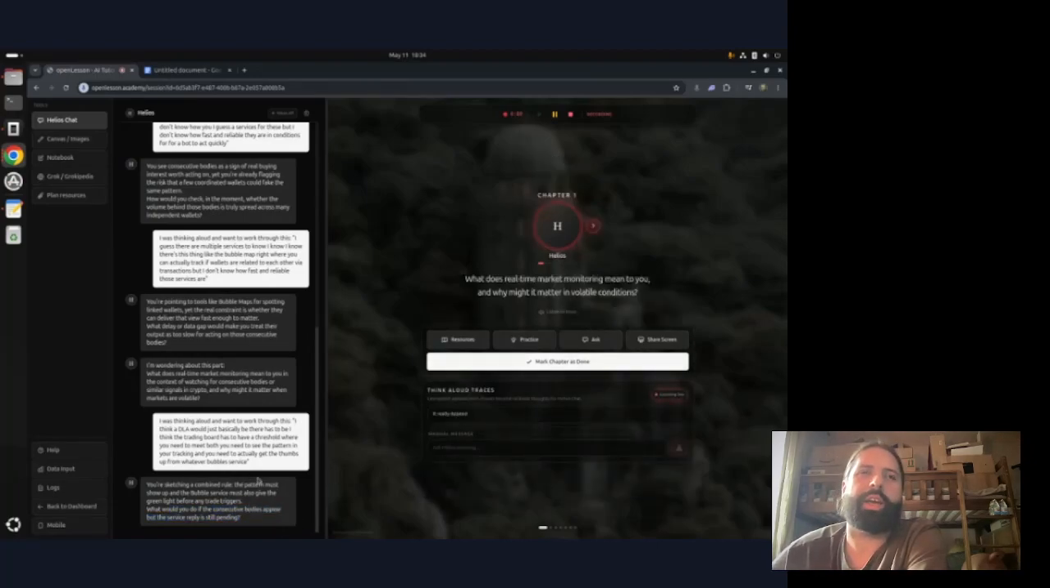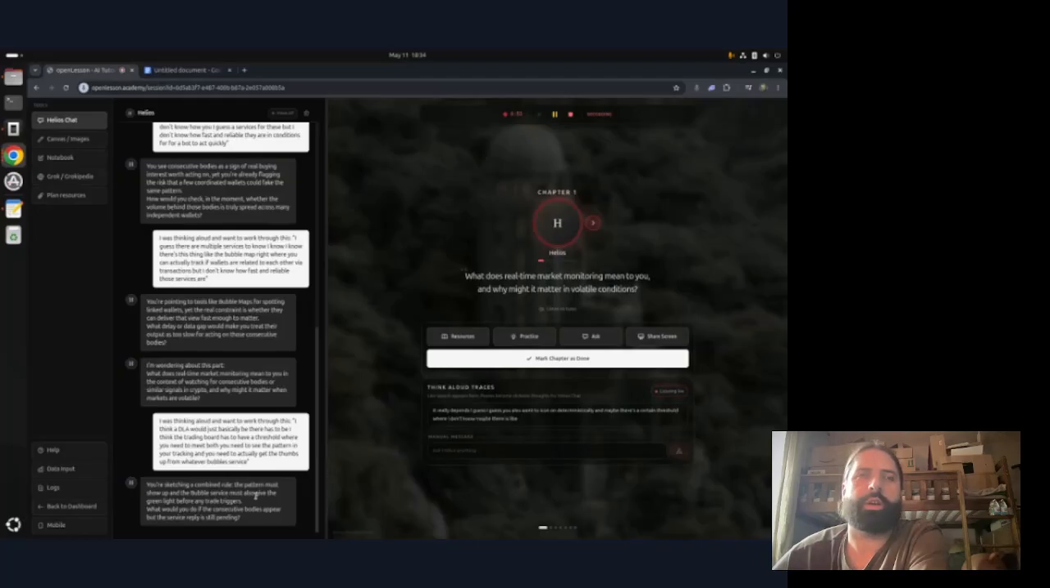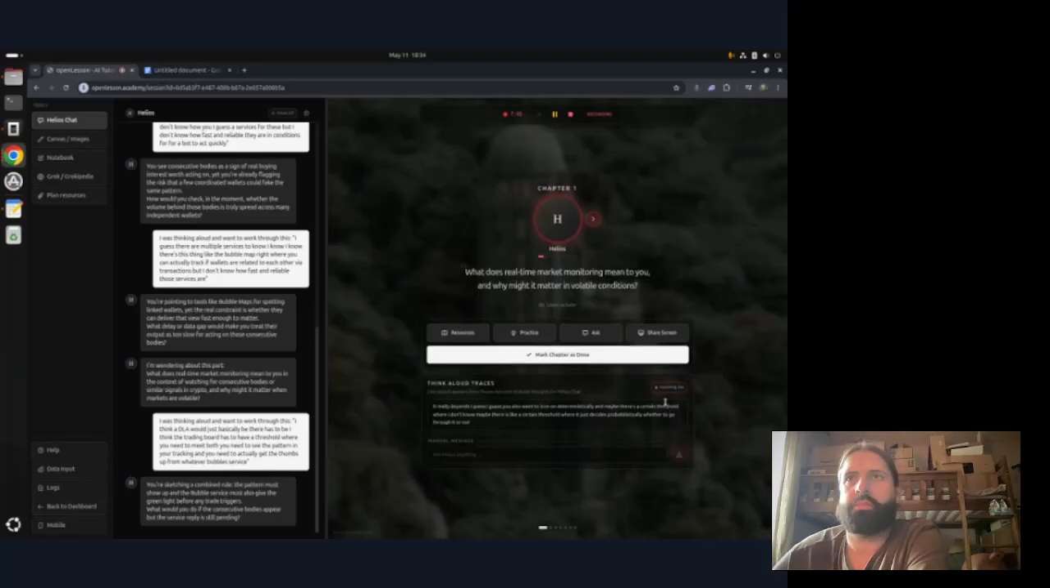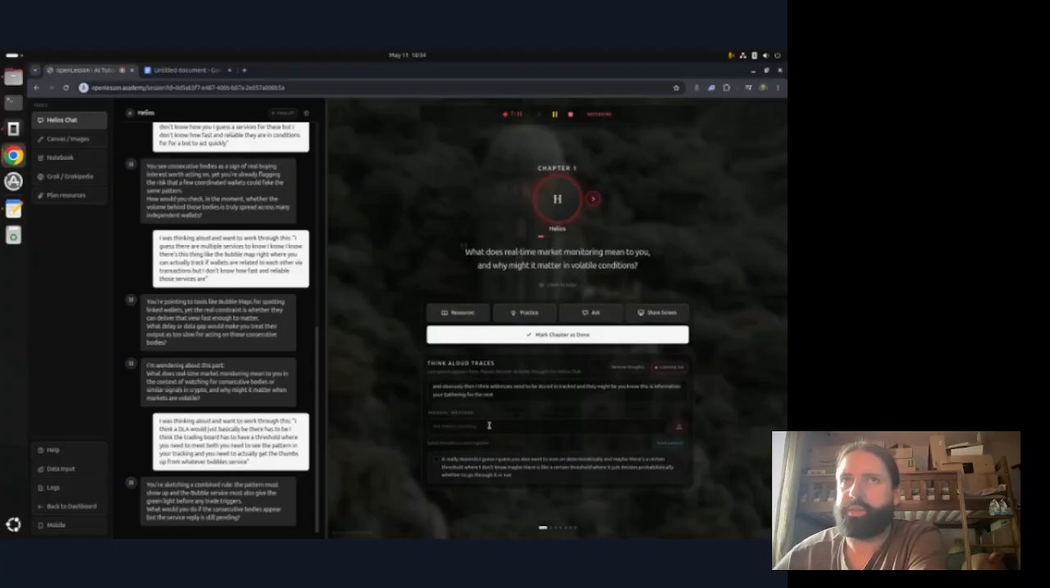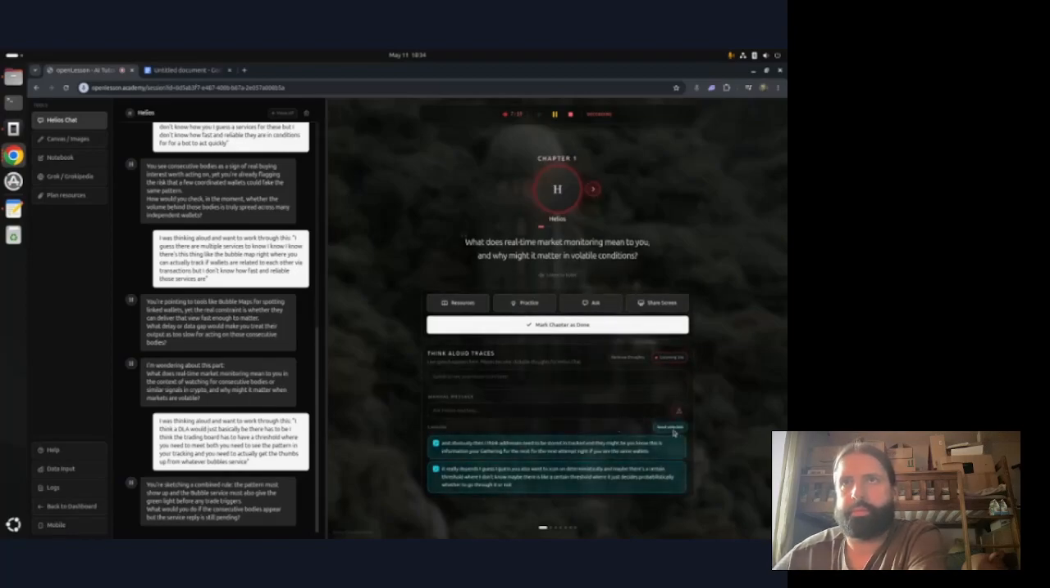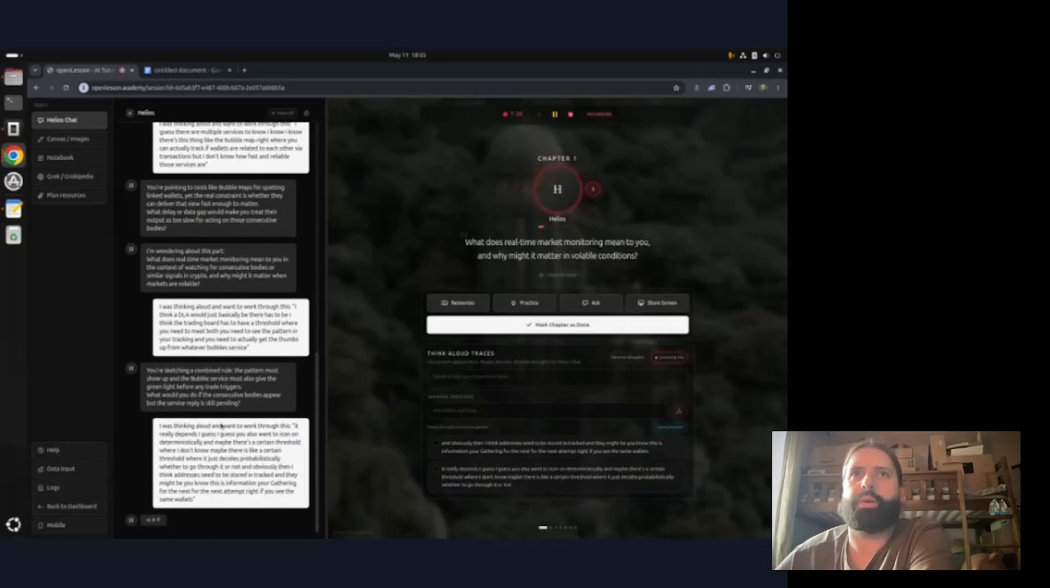It really depends. I guess you also want a bot to act non-deterministically, and maybe there's a certain threshold where it just decides probabilistically whether to go for it or not. And obviously then I think addresses need to be stored and tracked, because this is information you're gathering for the next attempt, right? If you see the same wallets... yeah, the scrolling is a problem actually.